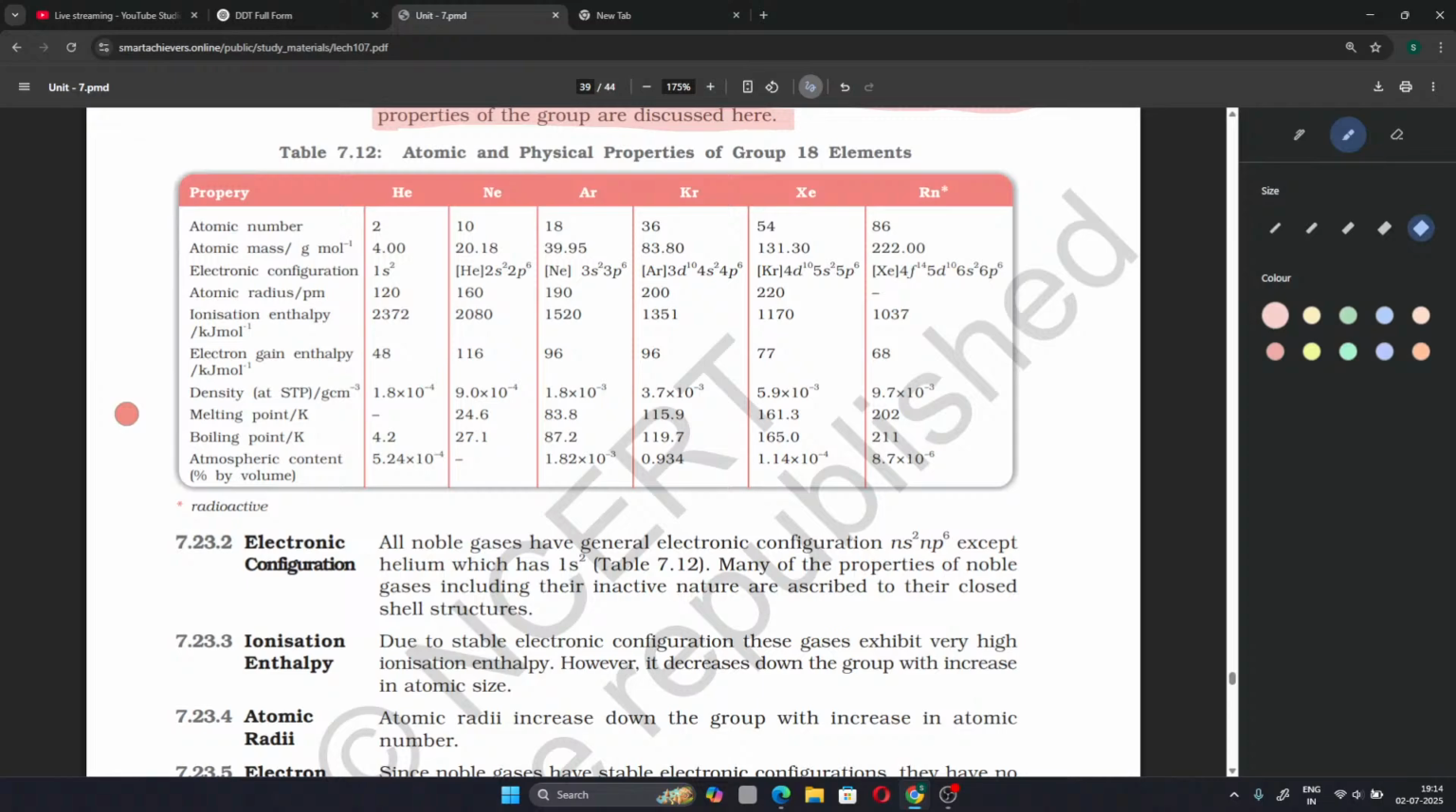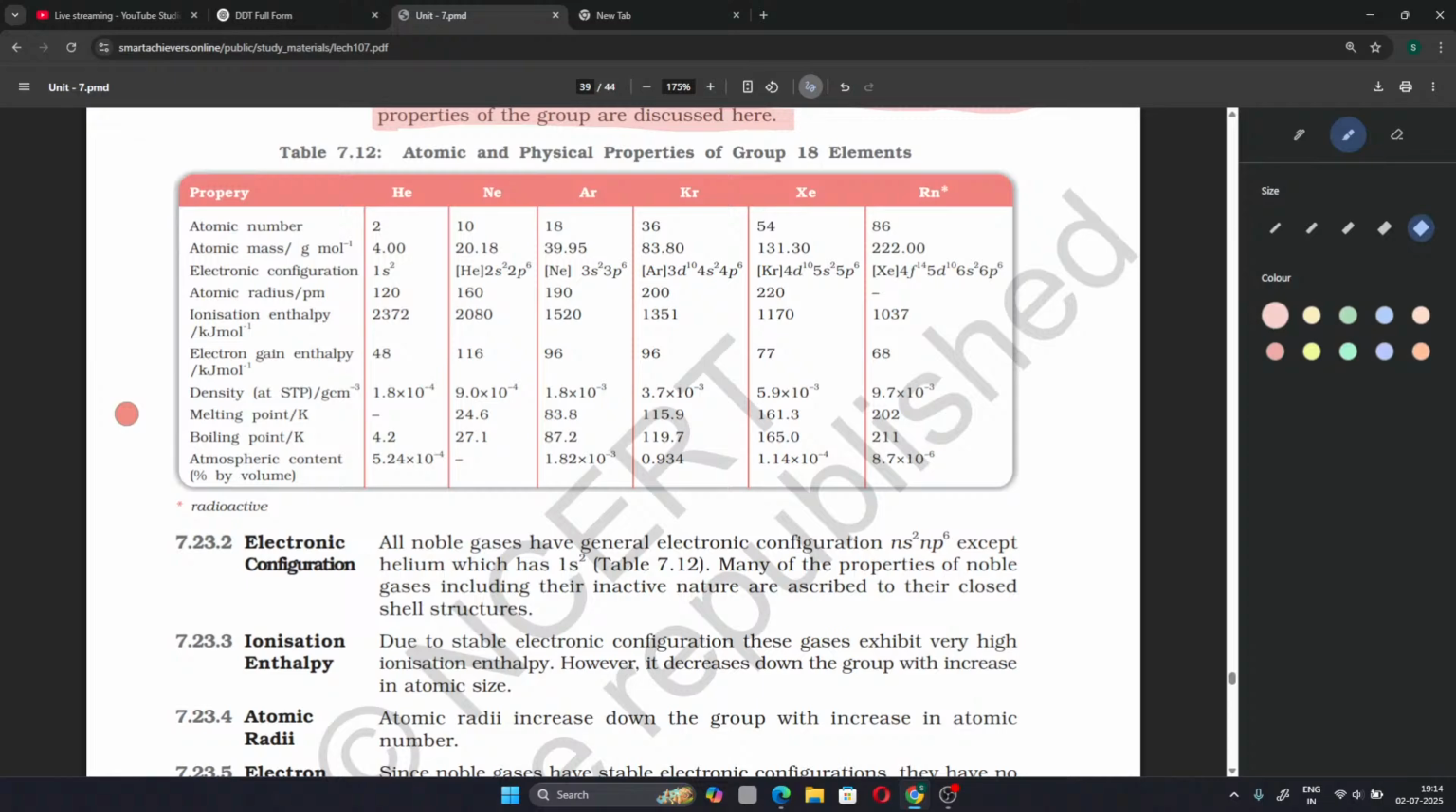As for density, it increases as we go down the group. This is common as well because of the increase in mass. For melting point, helium they did not give, neon is 24 Kelvin, argon 84, krypton 115, xenon 161, and radon 202, which are significantly low melting points. Boiling point for helium is 4.2 and neon is 27. All are within the 200 range.